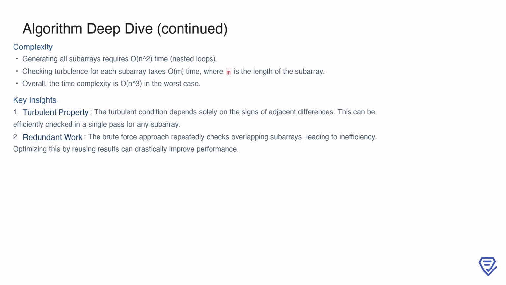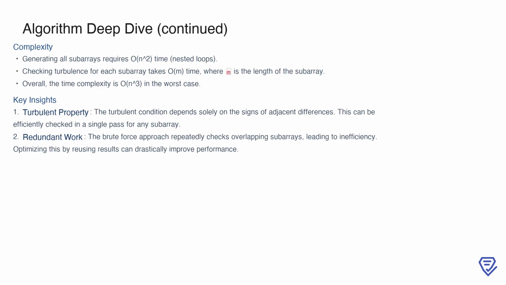First, the turbulent property depends only on the signs of differences between adjacent elements, meaning we could potentially check turbulence more efficiently. Second, the brute force method involves a lot of redundant work, as overlapping subarrays are repeatedly checked. For instance, when examining subarrays that share the same starting point, we're recalculating turbulence for overlapping segments. Addressing these inefficiencies by reusing intermediate results could significantly reduce the computation time, paving the way for a more optimized solution.